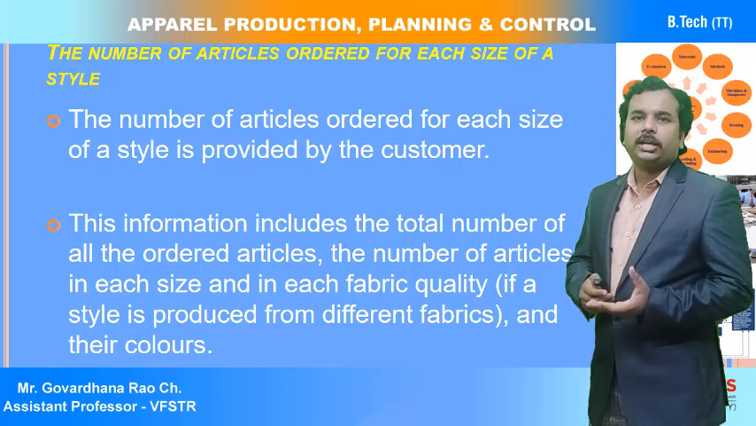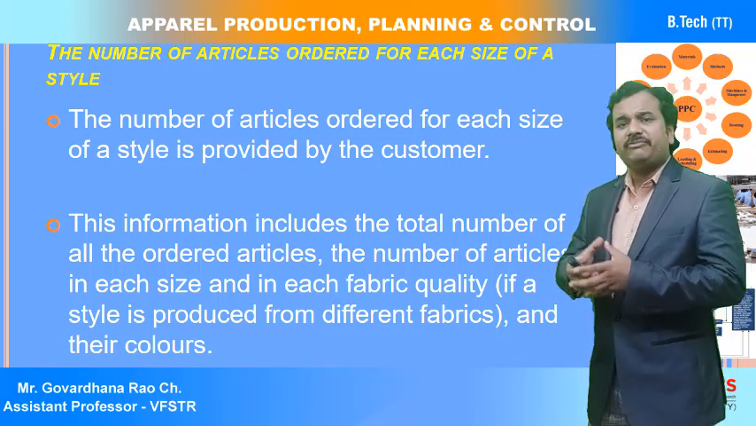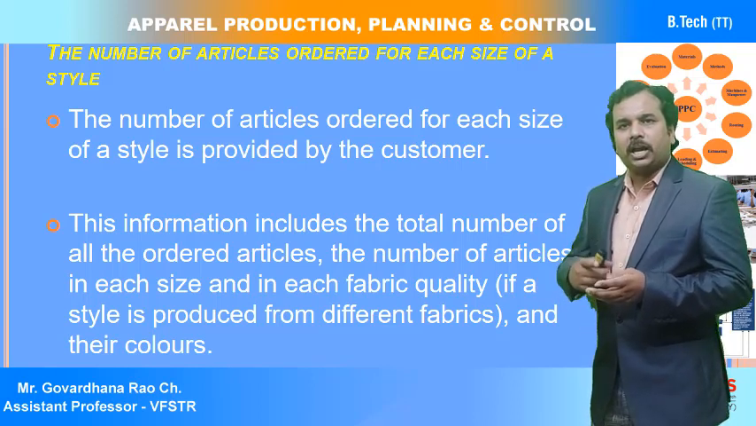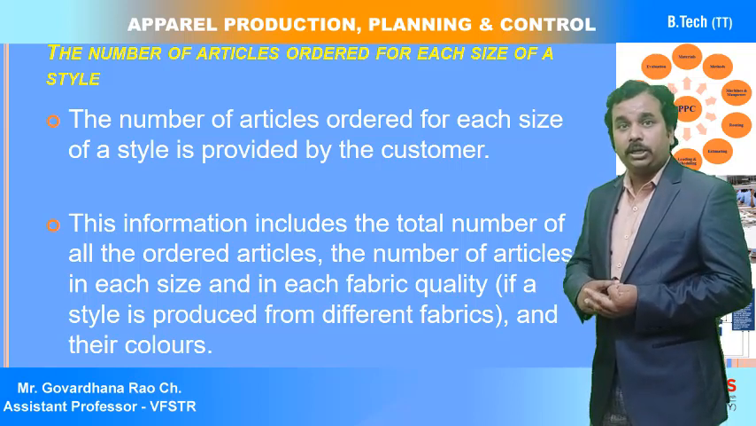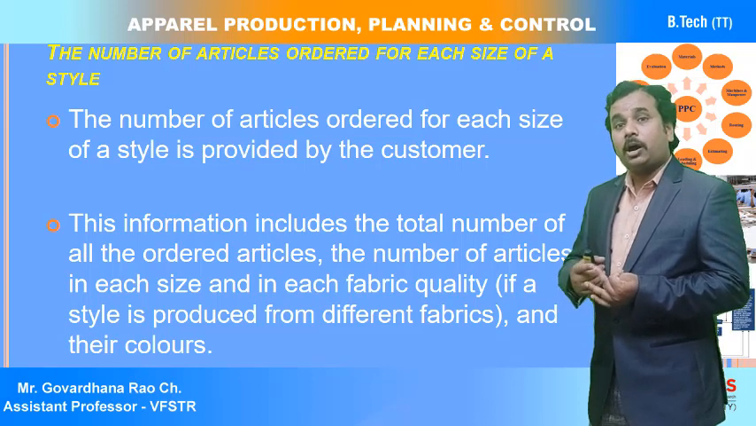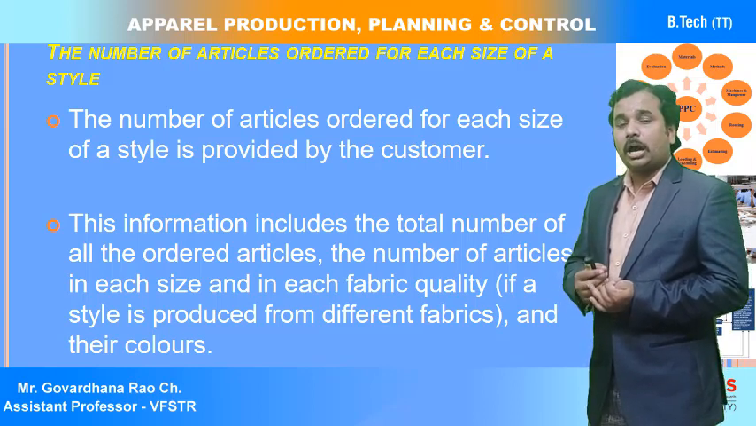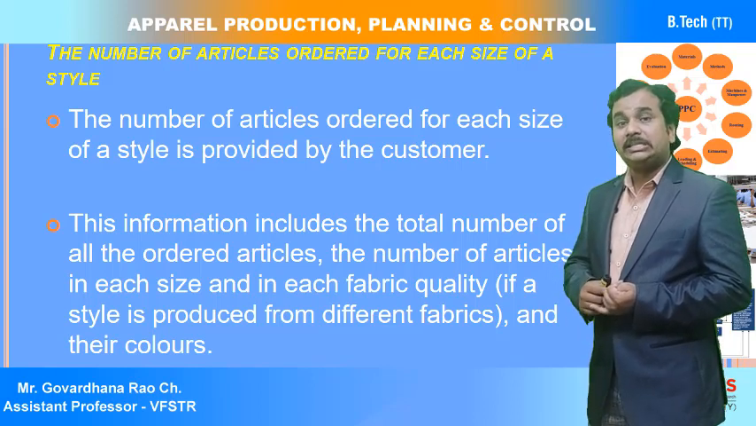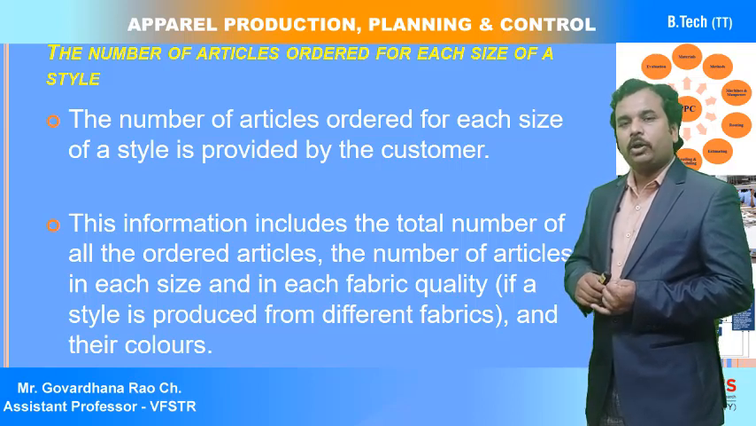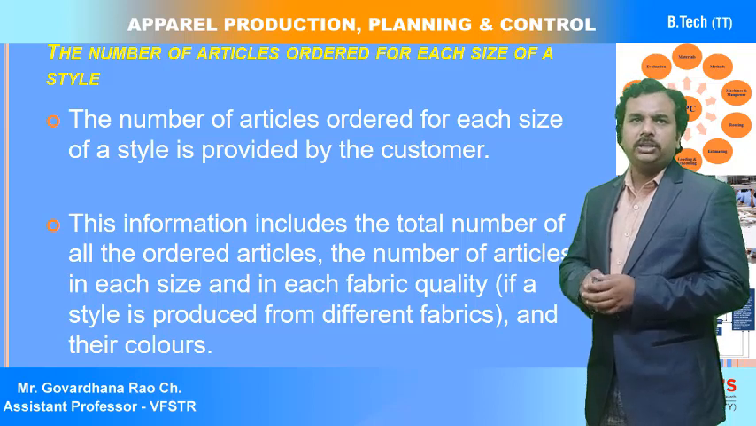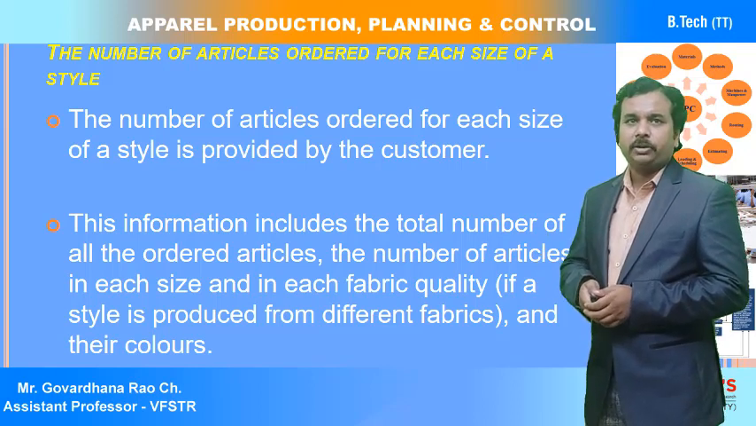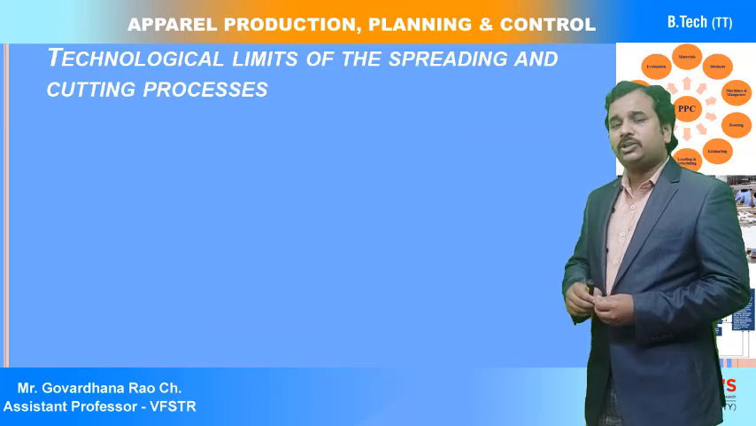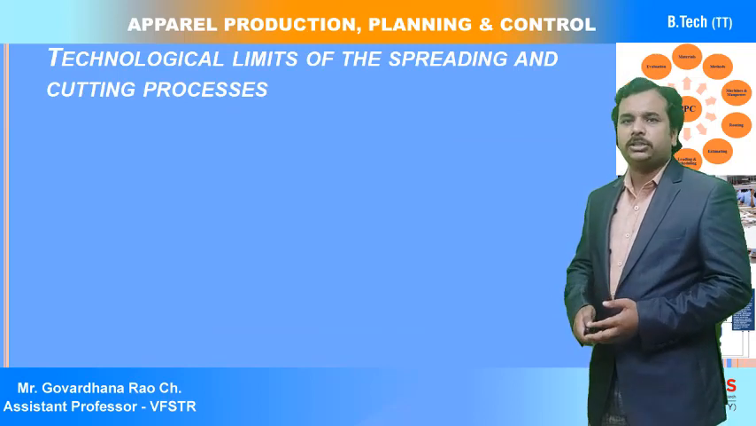In that case also, this information is given by the customer: as per color, as per fabric quality requirement, as per the ordered quantities, how many articles in each size are required. Everything is available in this particular session. Then the second one: what are the technological limits of the spreading and cutting processes?